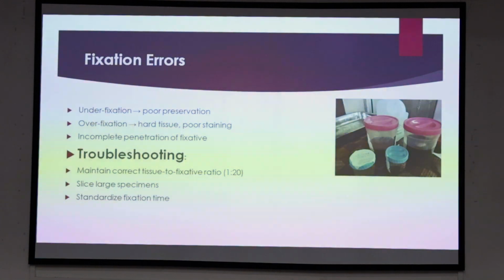If you poorly fix, the tissue becomes hard and it also doesn't take the stain, especially immunohistochemistry stains, where you need open antigens and you need retrieval. The retrieval time actually increases because the majority of antigens are masked.